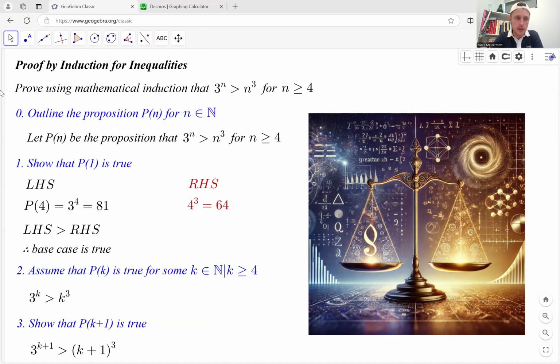So what we want to do, again, as we've been doing, is outline the proposition. Let P of n be the proposition that 3 to the n is greater than n to the 3 for n greater than or equal to 4. We're talking about natural numbers here.